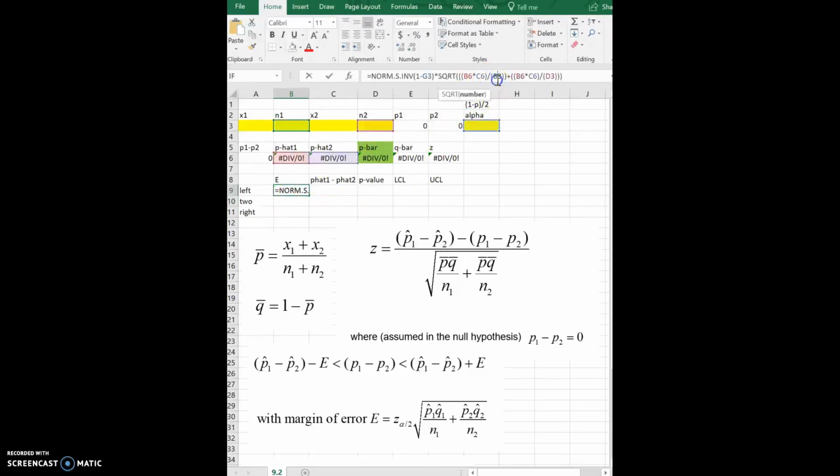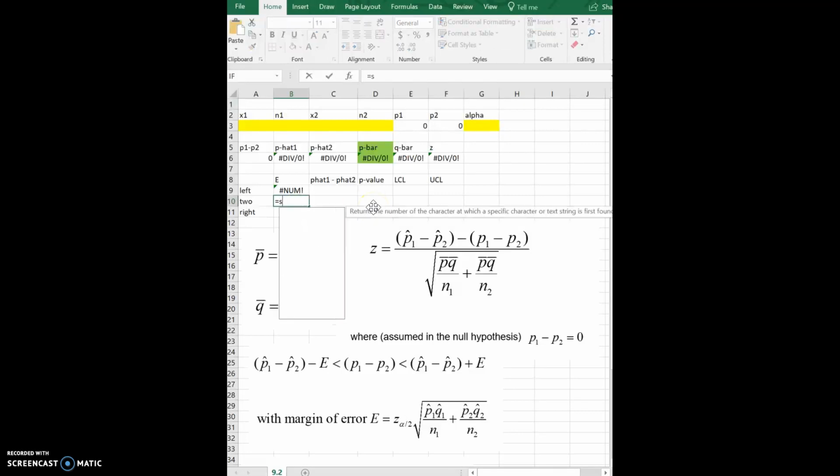Alright, it didn't give me any errors, so that was right then. Okay, so that's that one, and like I said, it'll give alpha to you. So that was for left. So now we're going to do for our two-tailed. So you're going to do equals norm dot s dot inv. Remember, we're looking for that x value.